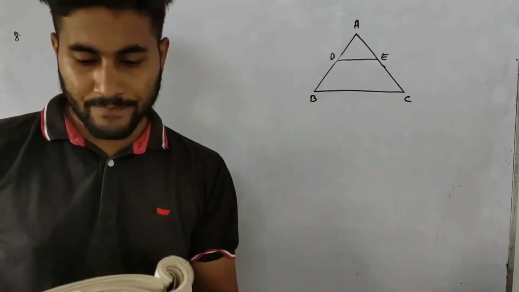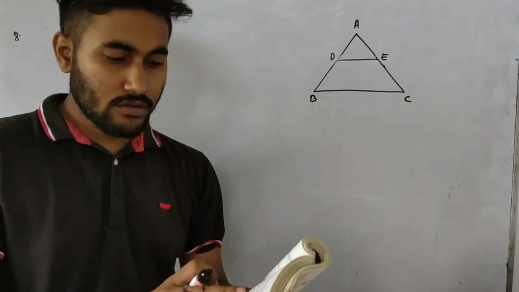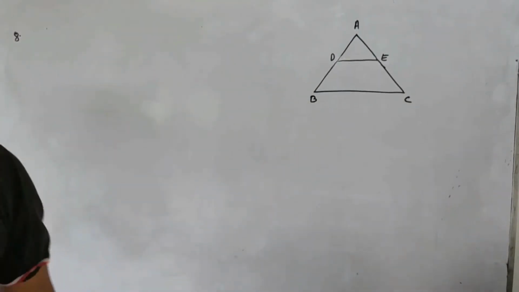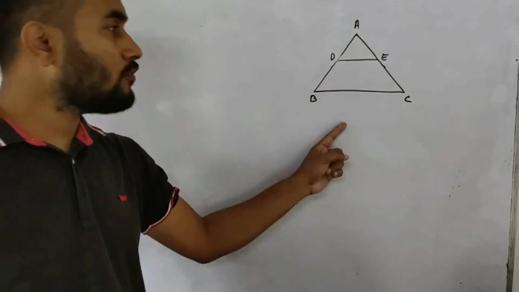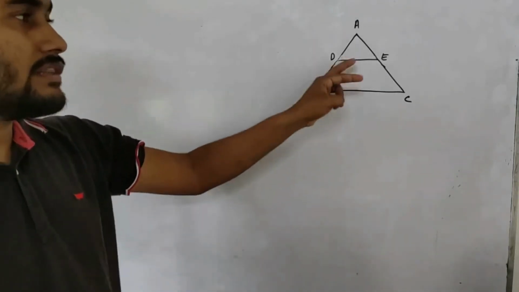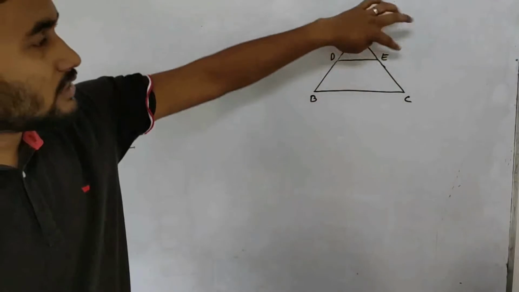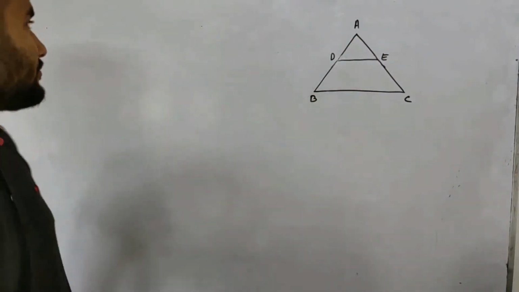This point is the midpoint of this side and this point is the midpoint of this side. Okay, what do we have to prove? The last line: the line is parallel to the third side. We have to prove that this line is parallel to the third side. So we have to prove that these two lines are parallel. In the previous question it was given that these two lines are parallel and we proved this one is the midpoint. Now it is given that this one is the midpoint, and we have to prove that these two are parallel.